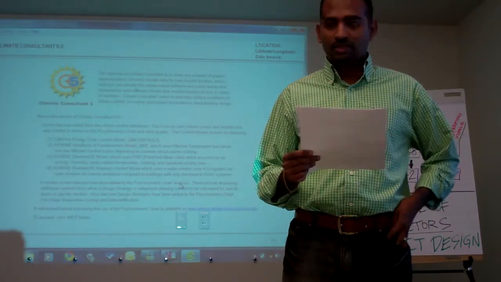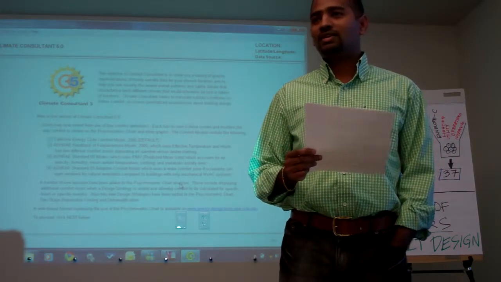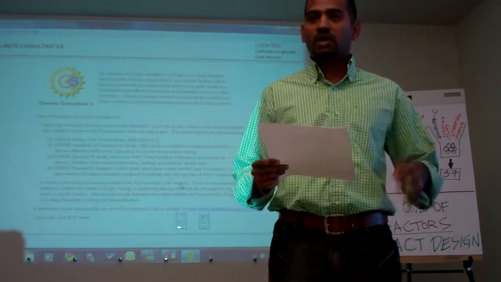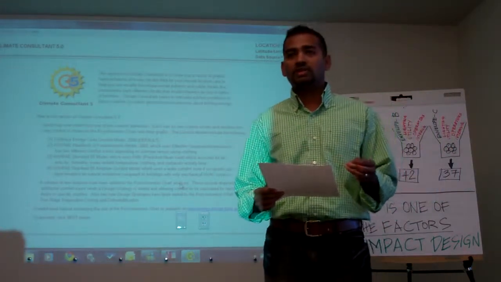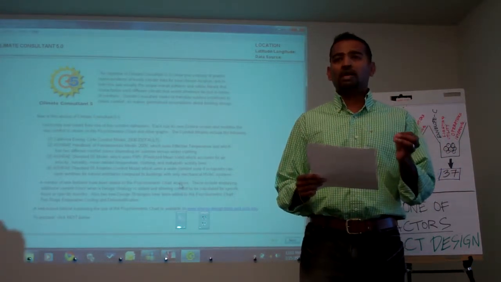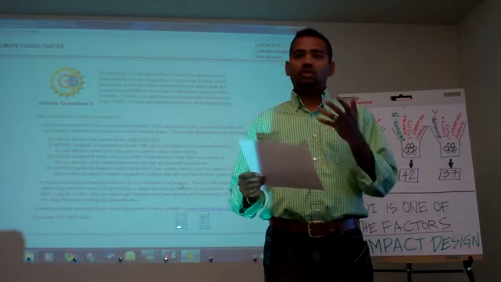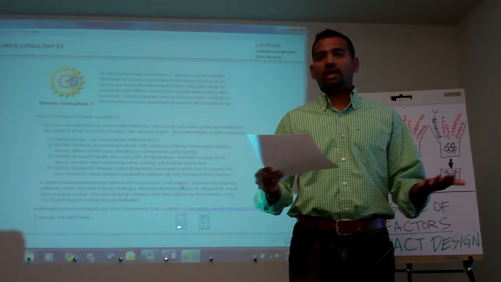False. Unless you meant it to be in terms of energy use. No. The point that I was trying to stress was we can't go by just EUI. It is one of the factors that we have to balance.